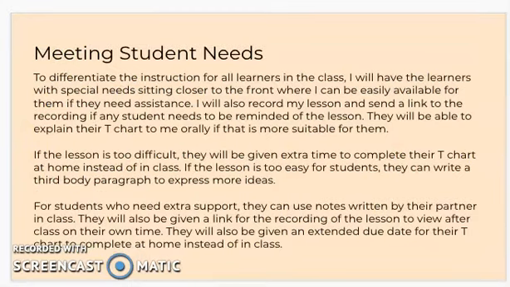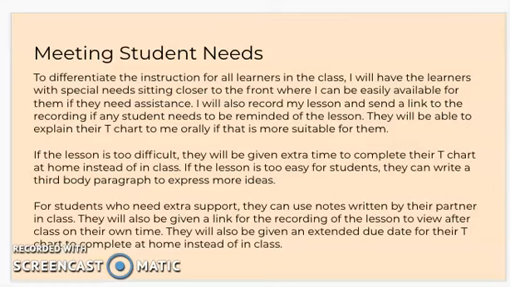To differentiate the instruction for all learners, I will have the special needs students sit closer to the front where I can easily be available for them if they need assistance. I will also record my lesson and send a link to the recording if any student needs to be reminded of the lesson. They will be able to explain their T-chart to me orally if that is more suitable for them. If the lesson is too difficult, they will be given extra time to complete their T-chart at home instead of in class. If it is too easy, they can write a third body paragraph to express more ideas.